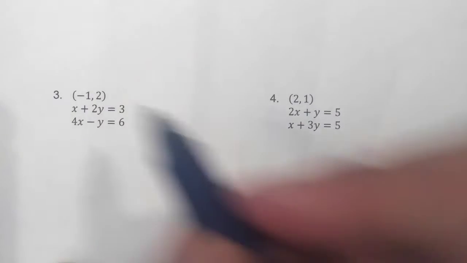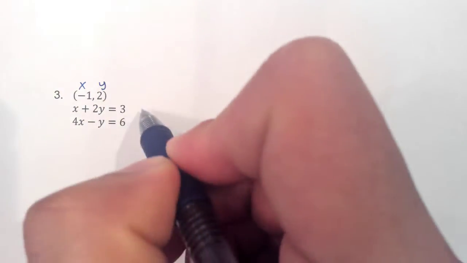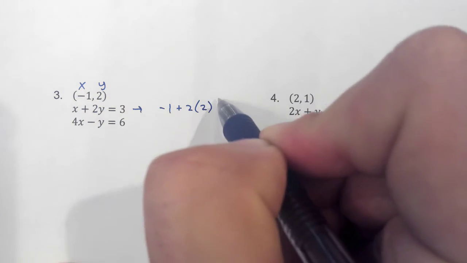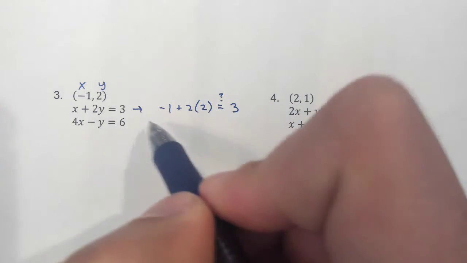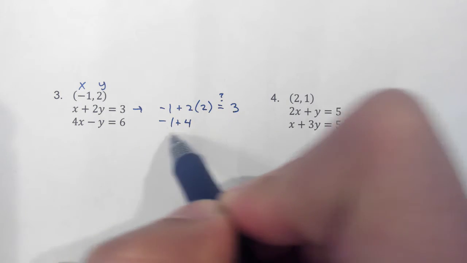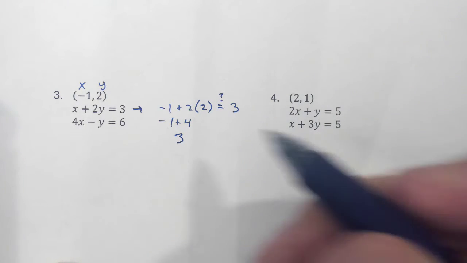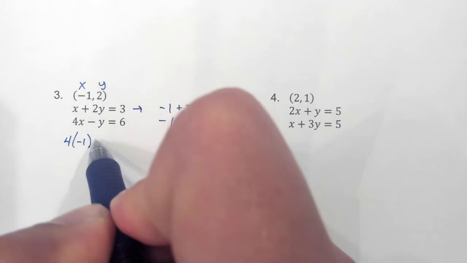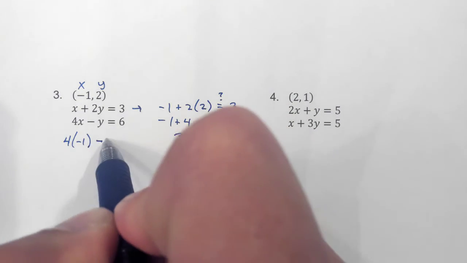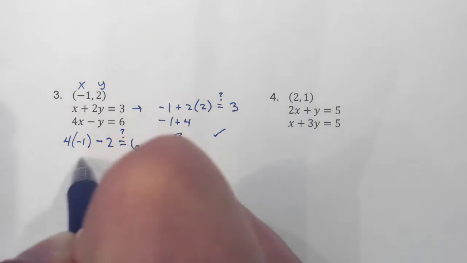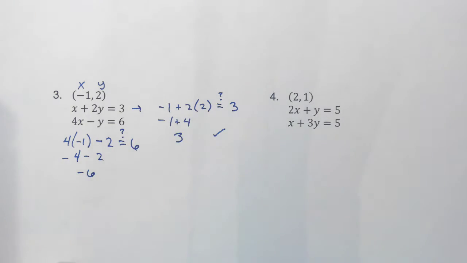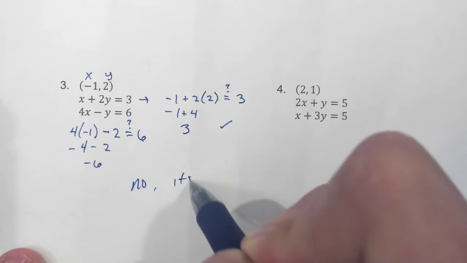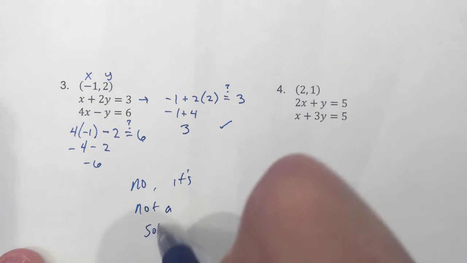Okay, number 3 down here. This is my x, this is my y. Plug it into the equation. -1 plus 2 times y, which is 2. Does that equal 3? 2 times 2 is 4, and -1 plus 4 is 3. So that one works. Let's check the second one. 4 times -1 minus y, which is 2. Does that equal 6? -4 minus 2 is -6. Those do not match. So no, it's not a solution to the system.